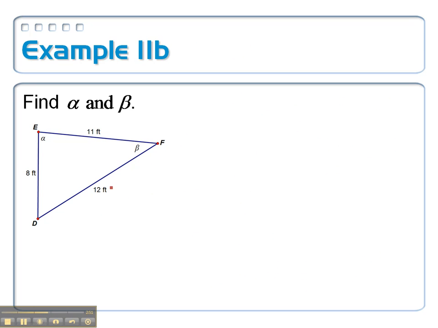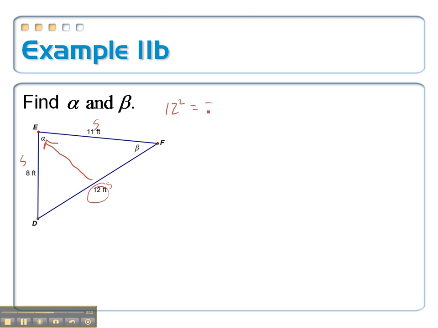Let's take a look at another one. So in this one, I've got side, side, side. What's the biggest side? Well, it's 12. Follow it straight across. We're going to use the law of cosines to find alpha first, because that's the one that is possibly obtuse. So those are going to be opposite from each other in the equation.